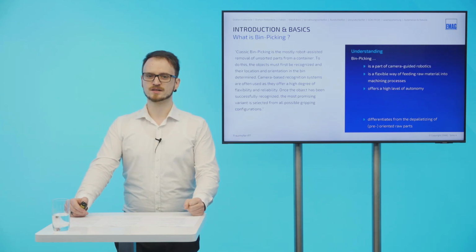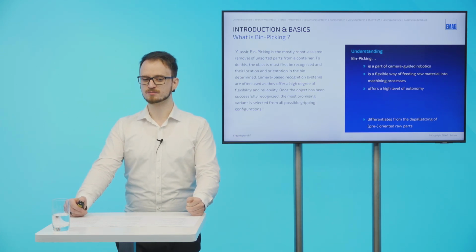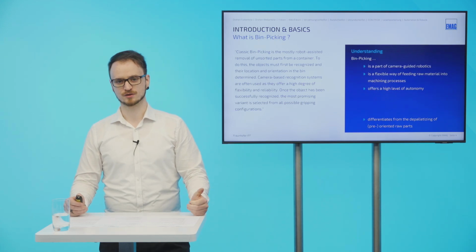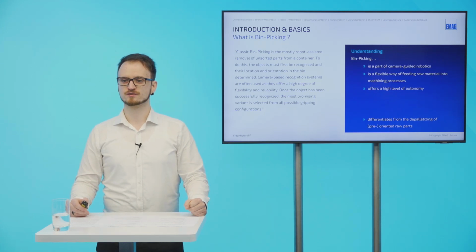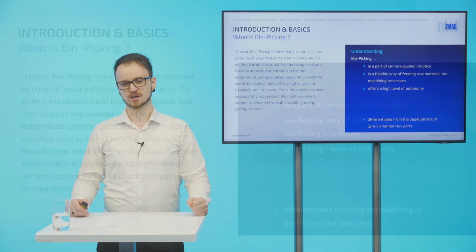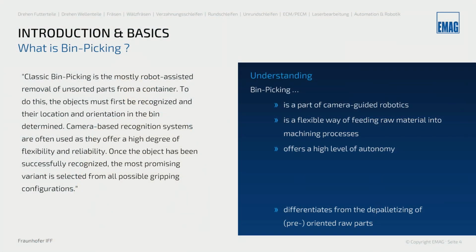And if you go ahead and simply ask Google what bin picking is, you will find different definitions. I have here a definition from the Fraunhofer IFF, and it is described that bin picking in the classical case is a robot-assisted removal of unsorted parts from a container, done with a camera system to recognize the position and the orientation and then to take out the parts flexibly, reliably, and fully autonomously.